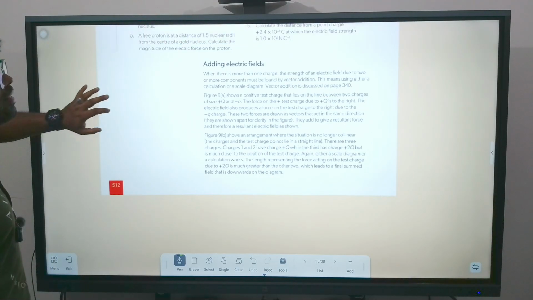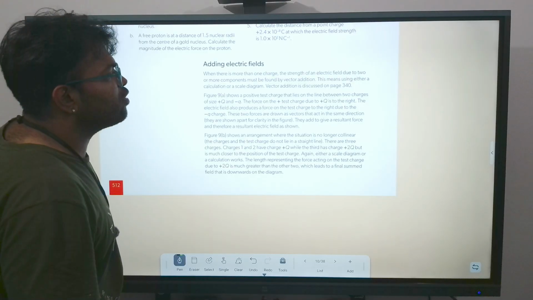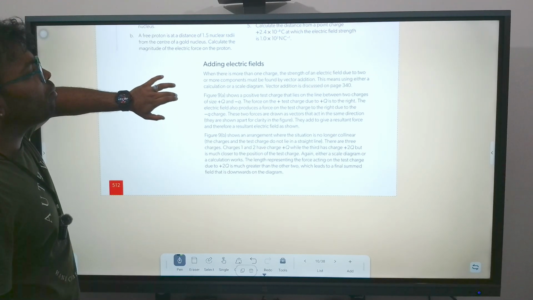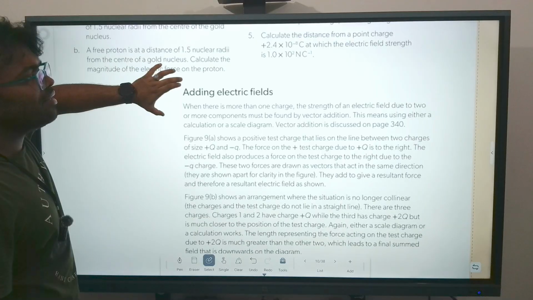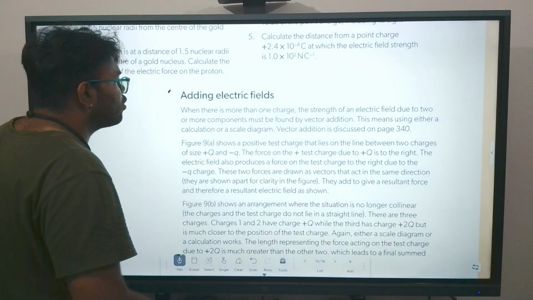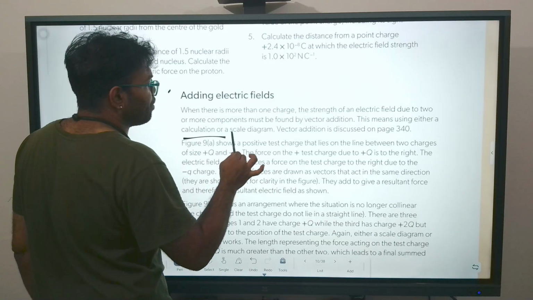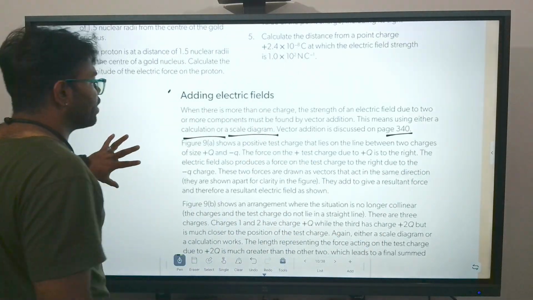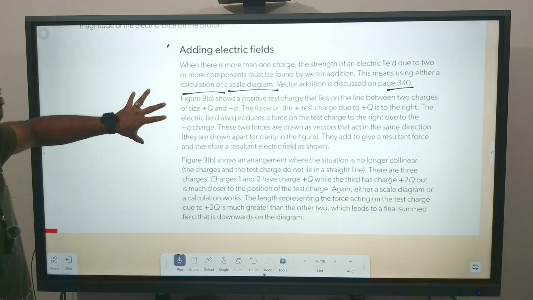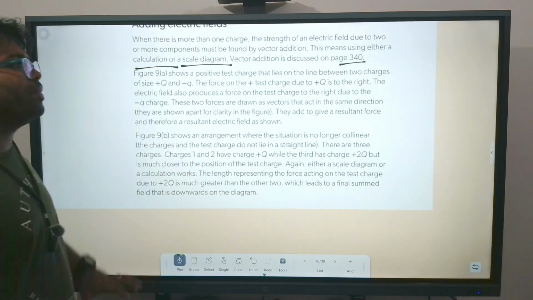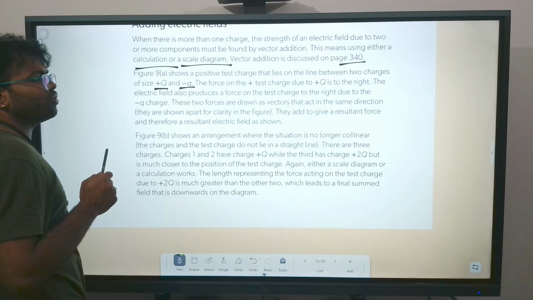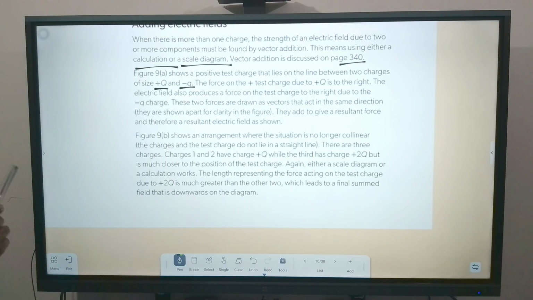So when there is more than one charge, the strength of an electric field due to two or more components must be found by vector addition. This means using either a calculation or a scale diagram. Vector addition is discussed in page 340. Now, figure 9a shows a positive test charge that lies on the line between the two charges, plus q and minus q. The force on the positive test charge due to plus q is to the right.